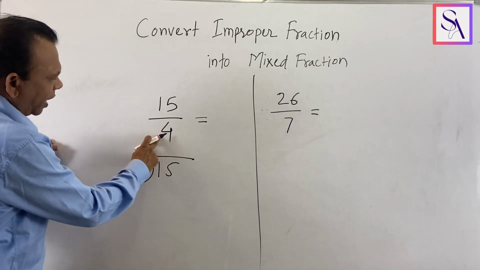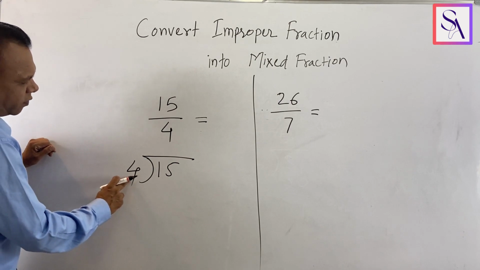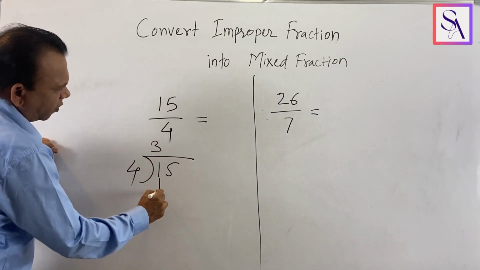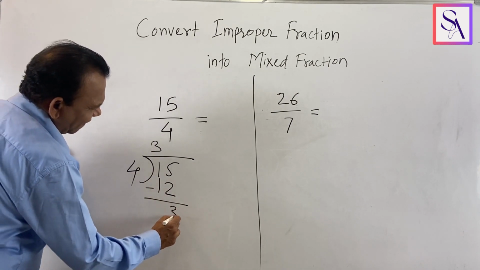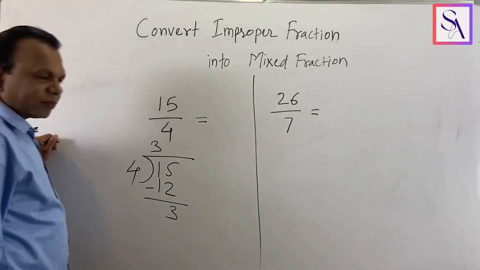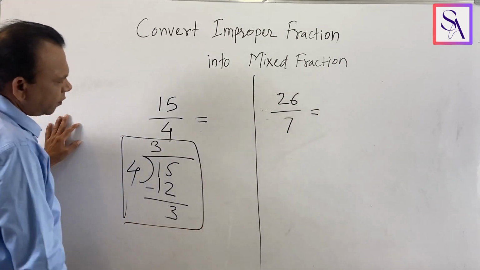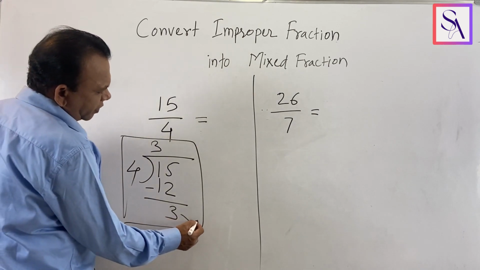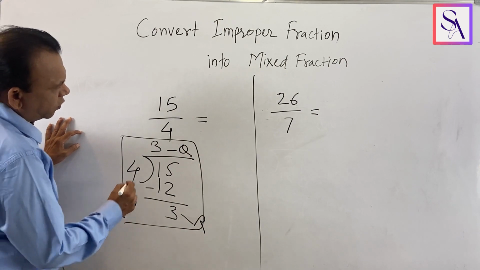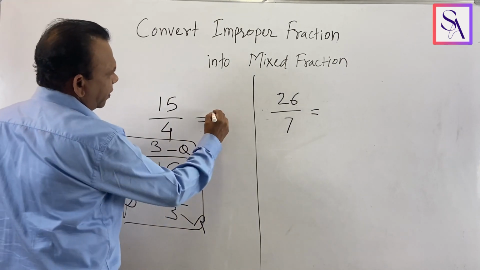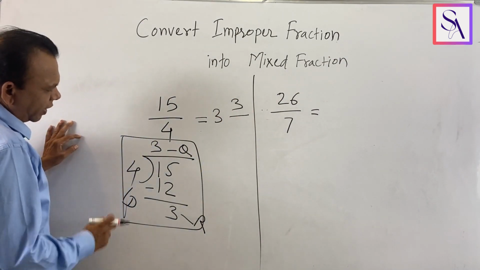15 divided by 4, I can write like this, right? So how to divide this? 4 3s are 12, subtraction, 3 is the remainder, right? So how to write this? Here the remainder is r, 3 is q, this is d. So quotient is 3, writing remainder is 3, upon divisor 4.